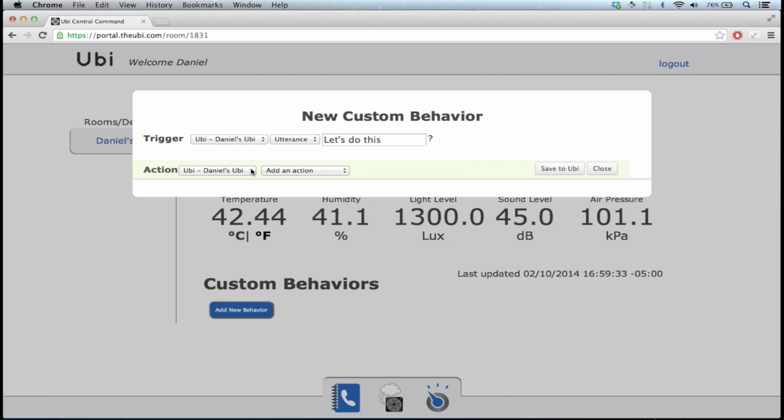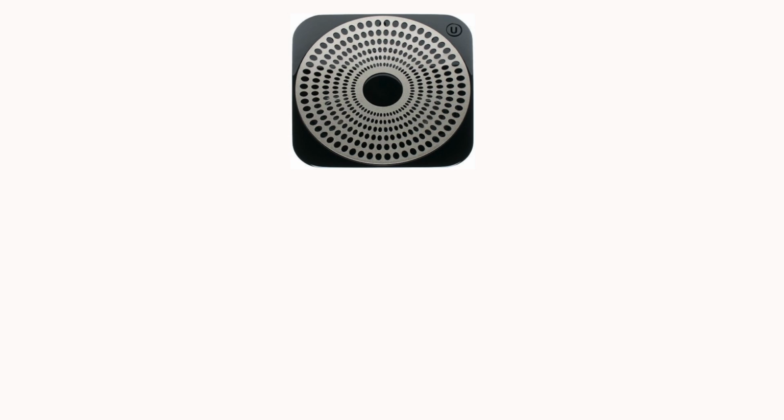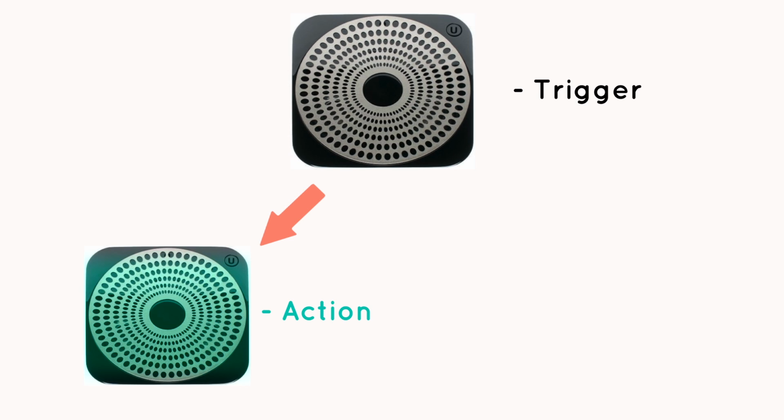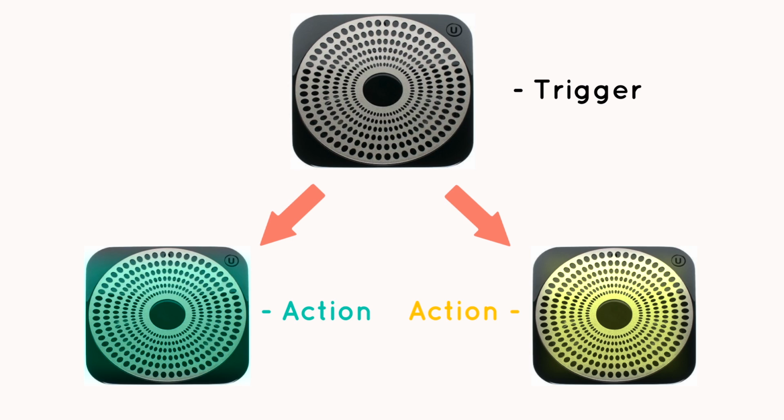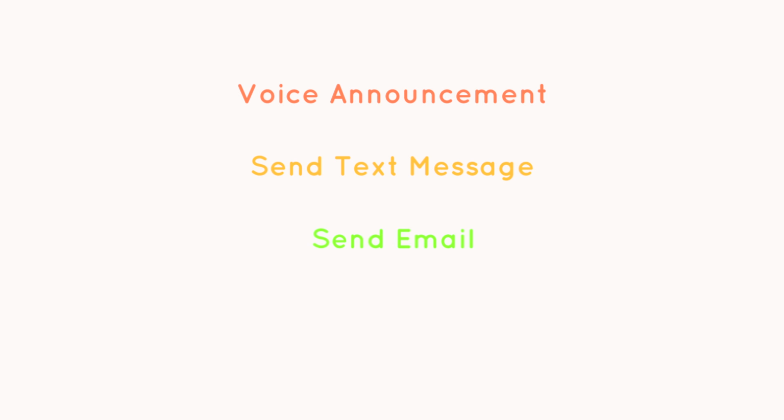Now in the action area, you design what your command does. First, you choose which Ubi will perform the action, and then you define the action. Keep in mind that you can make a behavior that, with the trigger to one Ubi, makes another Ubi or multiple Ubis on your portal perform an action. Currently, you can do 4 actions: voice announcement, send a text, send an email, or make an HTTP request.